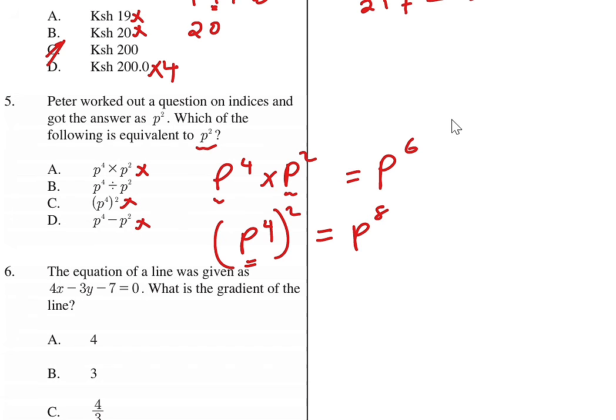What about B? We are dividing two numbers with the same base. We subtract the powers. So here we have p power 4 divided by p squared. Simply pick one base, p, subtract the powers. 4 minus 2, you'll get it is 2. And therefore, the answer is p squared, which we have here. And therefore, for number 5, the answer is B.